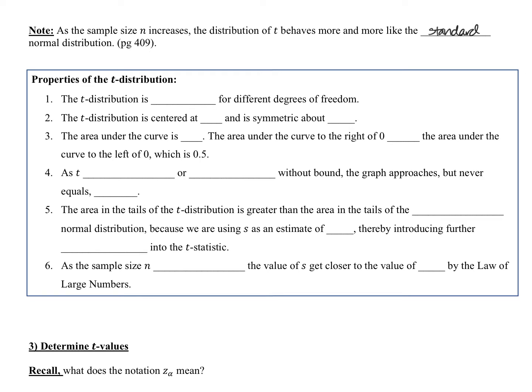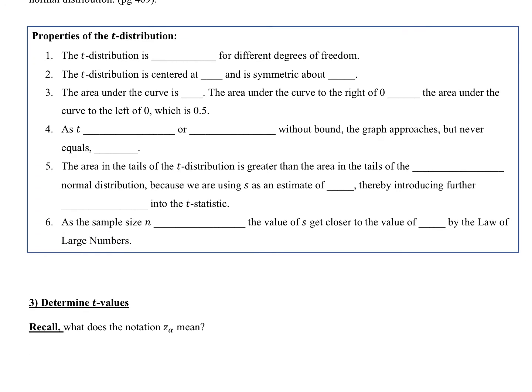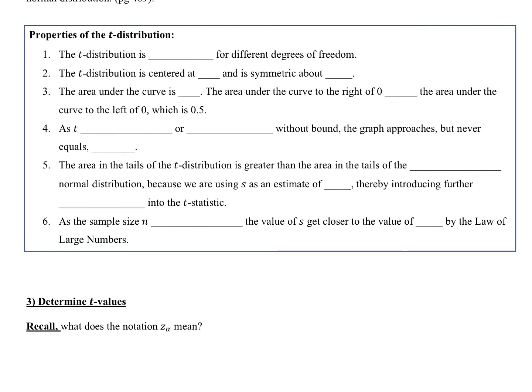Okay, so let's go ahead and take a look at the properties of the t-distribution. First off, the t-distribution is different for the different degrees of freedom that we're looking at. And remember, a lot of this is based upon the fact that we're using S, the sample standard deviation, versus having the actual standard deviation from the population.